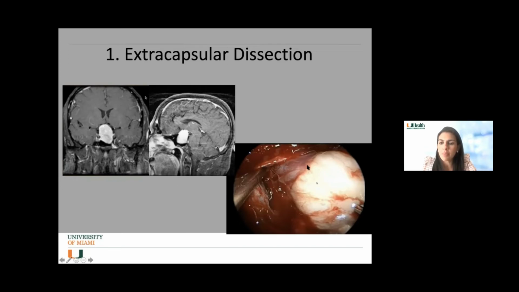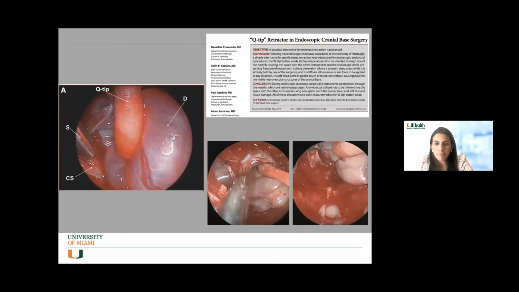And the endoscopic approach really allows us to get better visualization and better lighting to really define it. You can see here there's this relatively avascular tumor. This is a pretty fibrous tumor, which you can get around. And you can see here that this is more normal gland material. The extracapsular dissection allows you to really preserve the function that way.